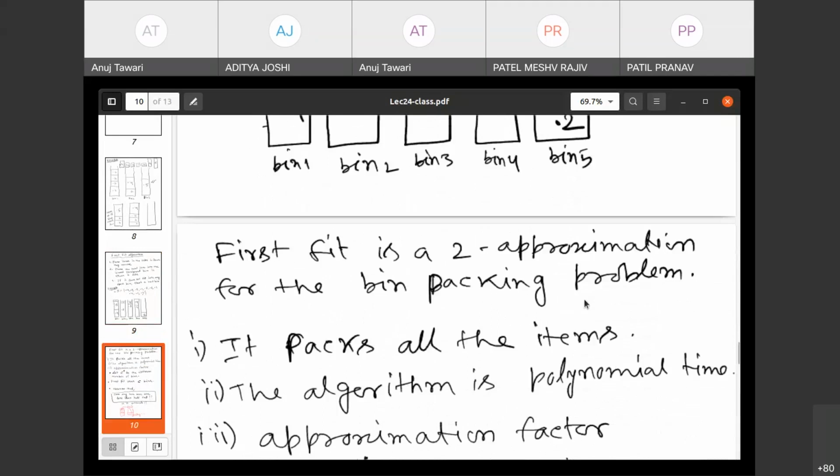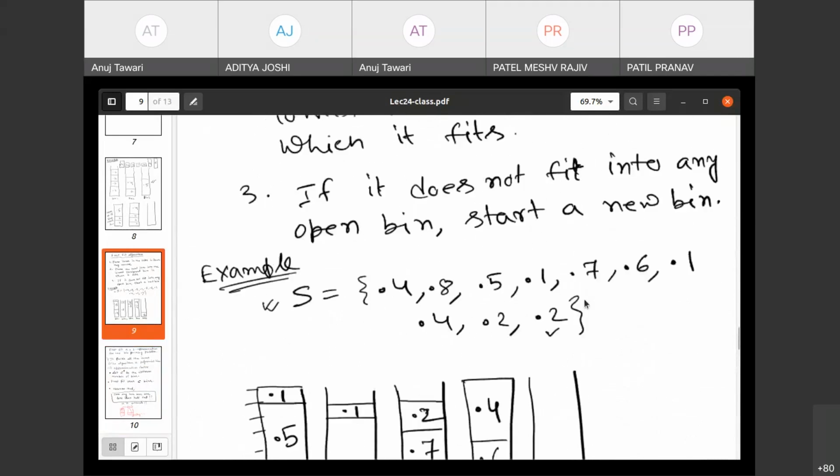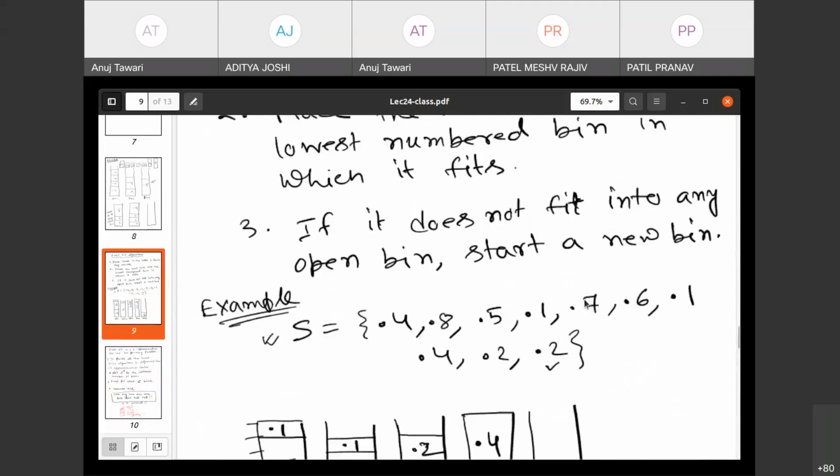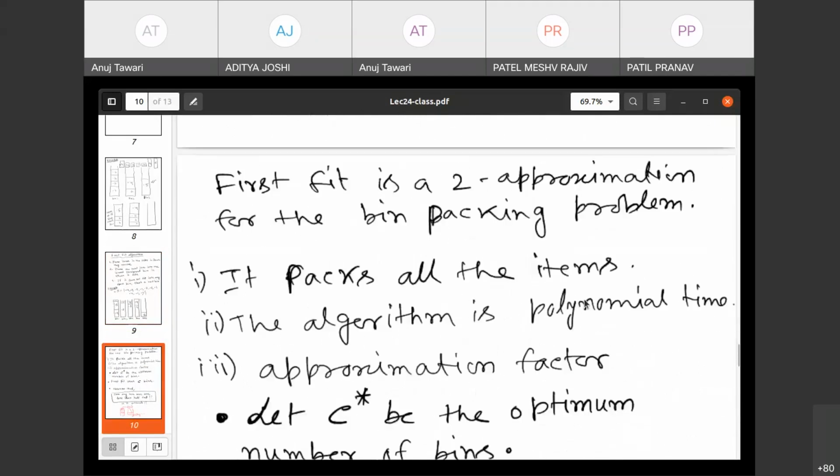The algorithm is also polynomial time because every time I have to pick some lowest numbered bin, and that can always be done in polynomial time and just fit it. So the algorithm is polynomial time. And the third thing is the approximation factor. This is the harder thing: suppose we don't know how to compute the optimum solution and still we want to compare it with the optimum solution.